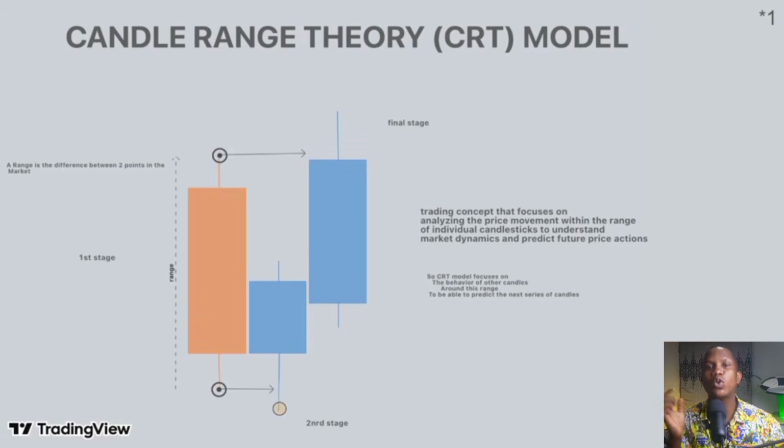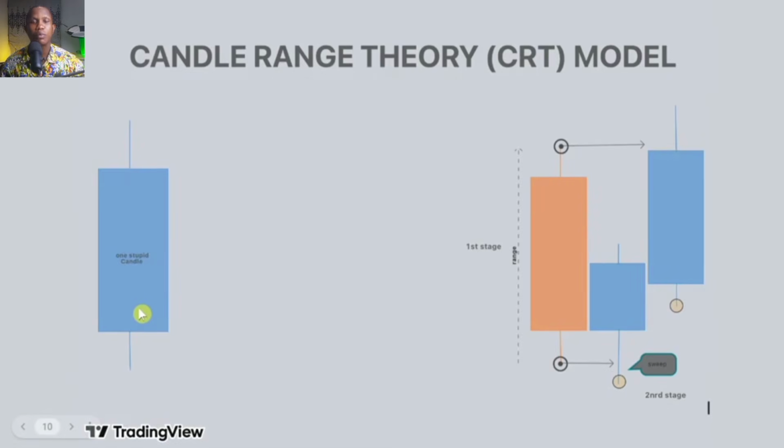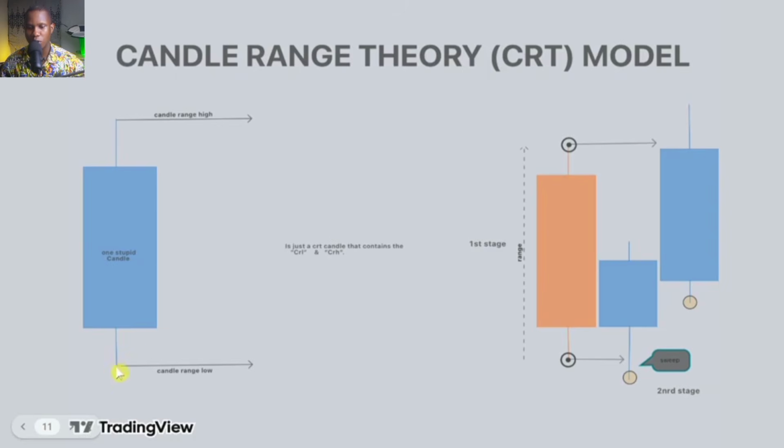So to be able to anticipate the next set of candles, guys, you have to be able to choose your CRT model candle, which is your one stupid candle. Then you wait for a sweep of the range low for a bullish CRT and the range high for a bearish CRT, and you target the opposite side of the range as your take profit level. This is your one stupid candle, it can be picked from any time frame, guys, and this is your range low and this is your range high.